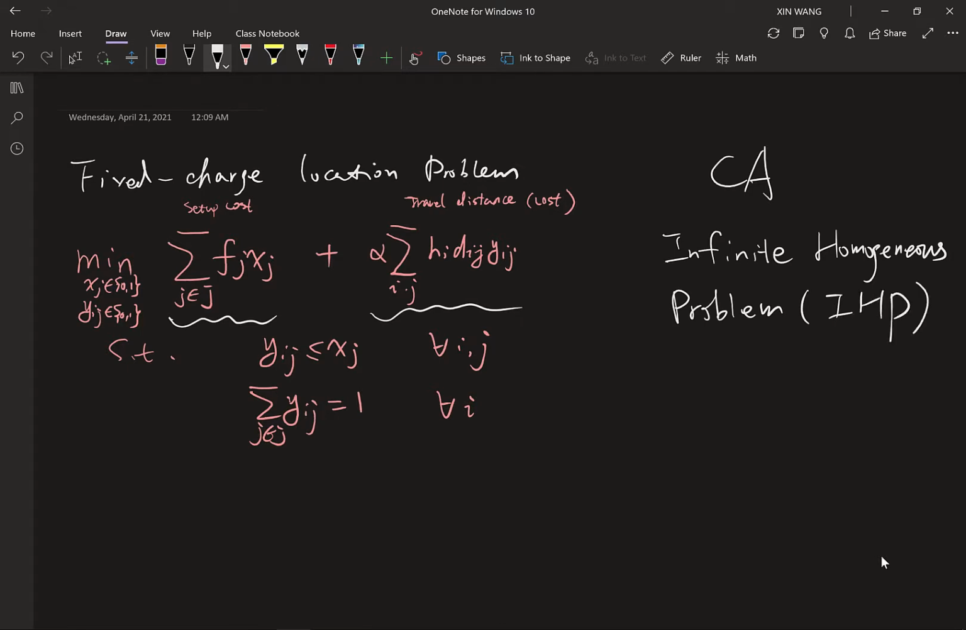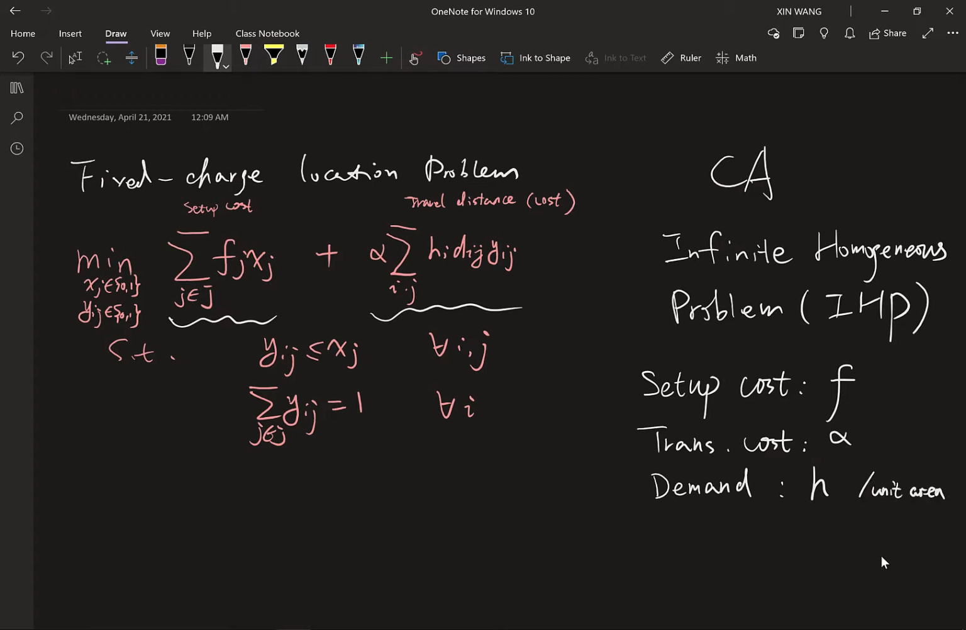That means we need to consider all the parameters as given constants. For example, the setup cost, which is F, and then the unit transportation cost, alpha, and then the demand. Previously, the demand was given at each node or location. So in the infinite homogeneous problem, we will consider the demand as a density. That means in a unit area, the total demand is H. We will also give the distance matrix.